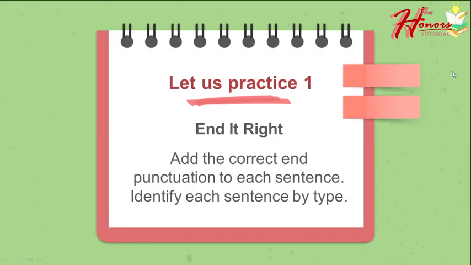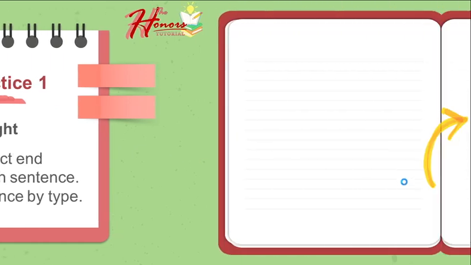So let's have this activity. Let us practice number 1, entitled "And It Right." So let me read the direction. Add the correct end punctuation to each sentence. Identify each sentence by type. So I'm going to give you an example of a sentence, and then after that, you need to identify what kind of sentence that is. And then, you need to add the correct end punctuation at the end of each sentence. Is it clear? Okay, let's start with number 1.